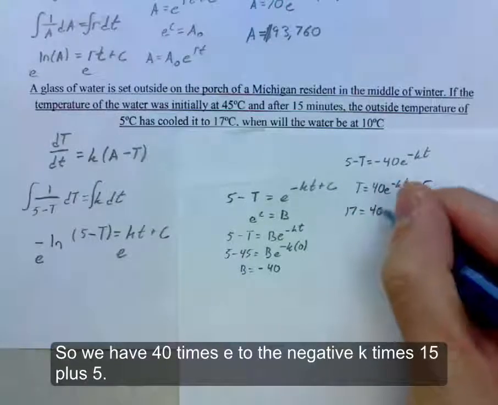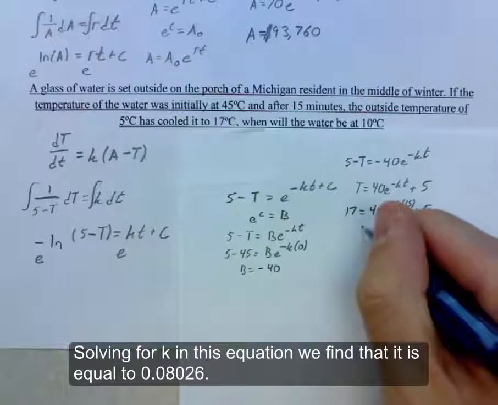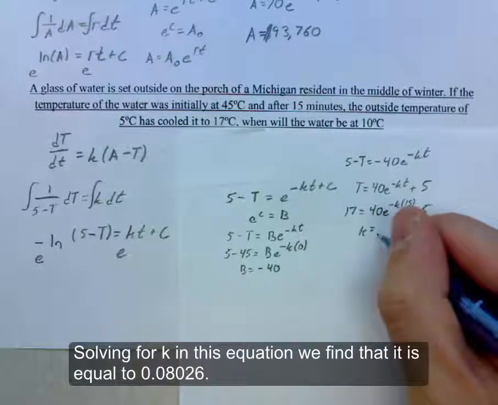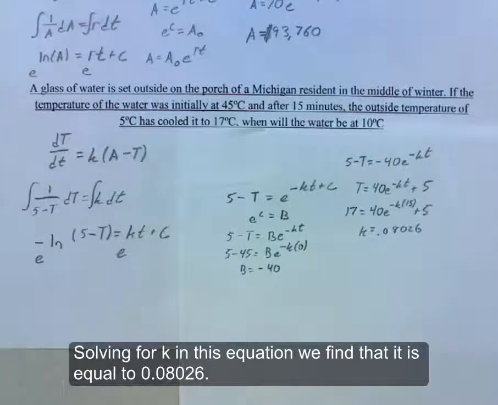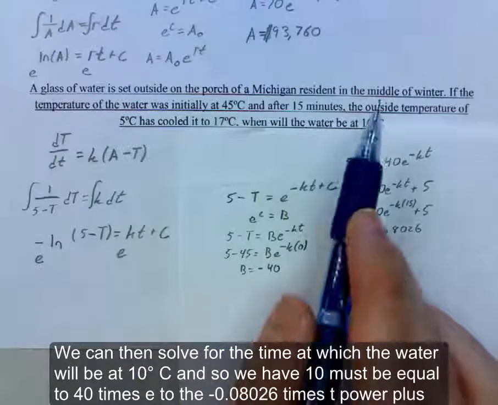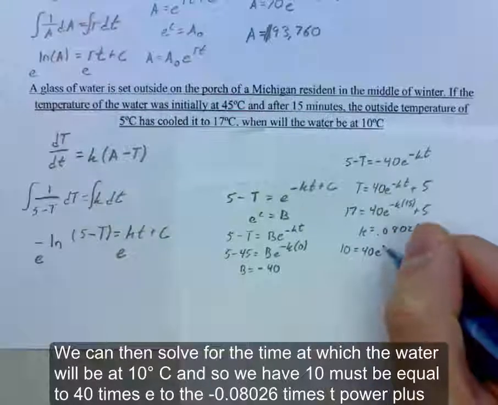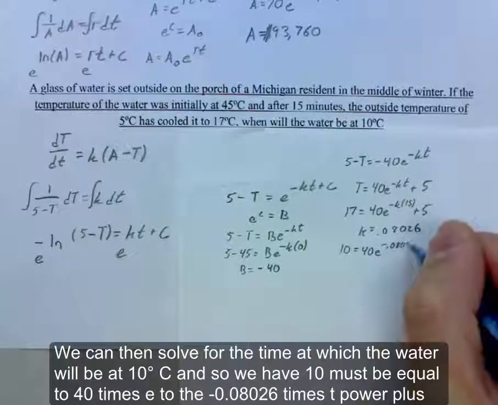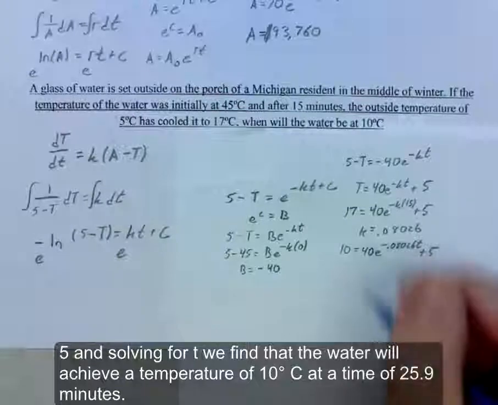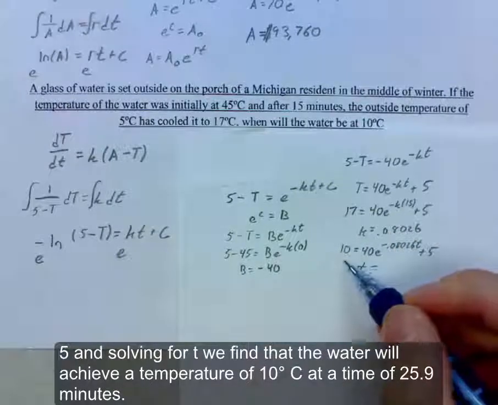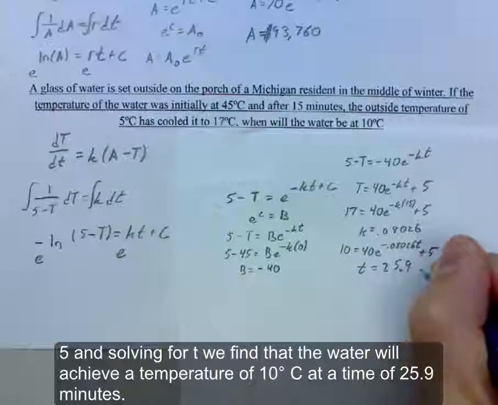So we have 17 equal to 40 times e to the negative k times 15 plus 5. Solving for k in this equation, we find that it is equal to 0.08026. We can then solve for the time at which the water will be at 10 degrees Celsius. And so we have 10 must be equal to 40 times e to the negative 0.08026 times t power plus 5. And solving for t, we find that the water will achieve a temperature of 10 degrees Celsius at a time of 25.9 minutes.